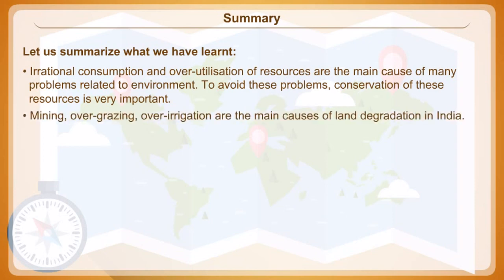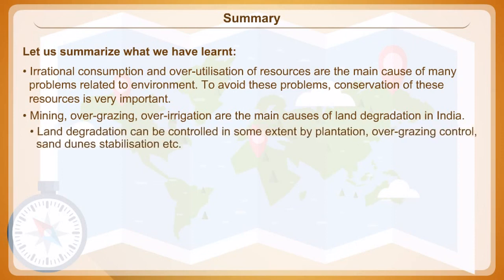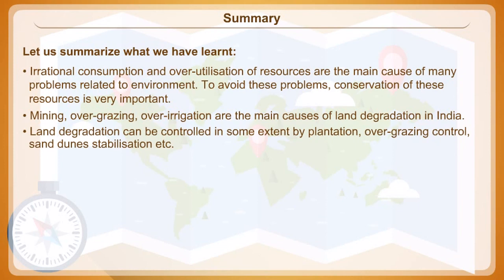Mining, overgrazing and over-irrigation are the main causes of land degradation in India. Land degradation can be controlled to some extent by plantation, overgrazing control, sand dune stabilization, etc.